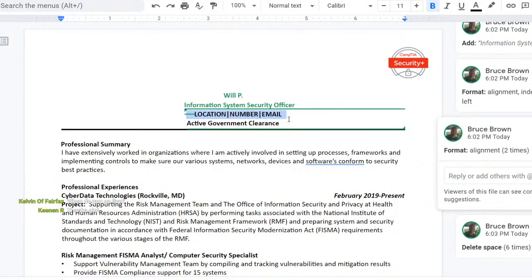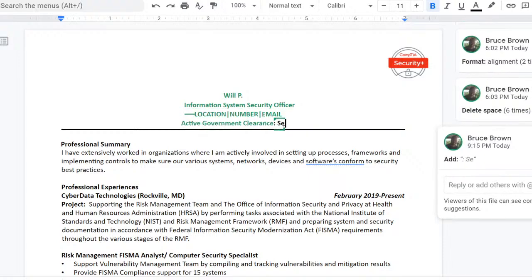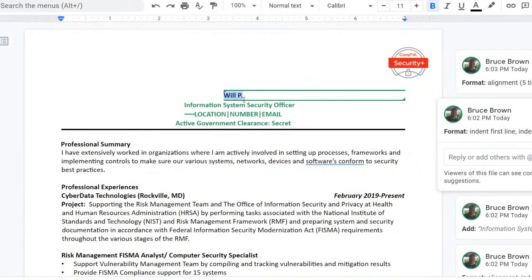Location, number, email comes next, and he put an active government clearance. That's cool. What I would do here is I would just go ahead and put what it was. Secret or whatever it is. I don't know what it is, but I'll put it right in there. I don't know if that's right or wrong, but I've been doing that for years, so maybe the FBI is watching me or something. I don't know, but I usually put my clearance right here. Now, if you've taken my course, I break down how I'm able to protect my privacy.